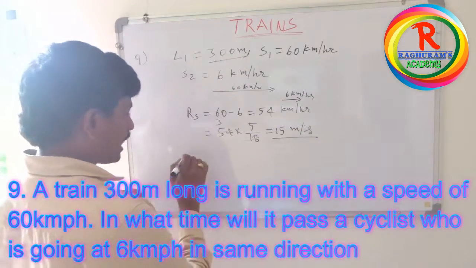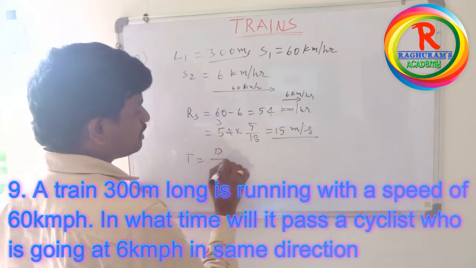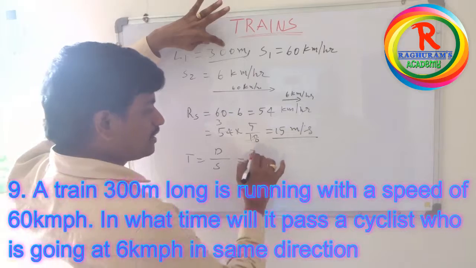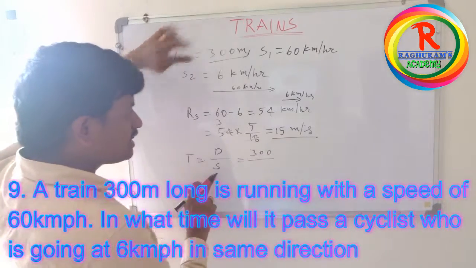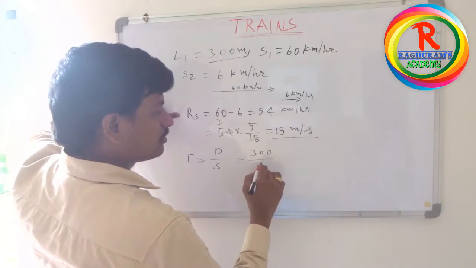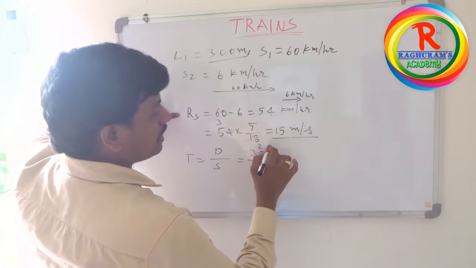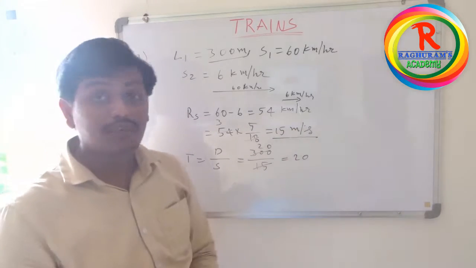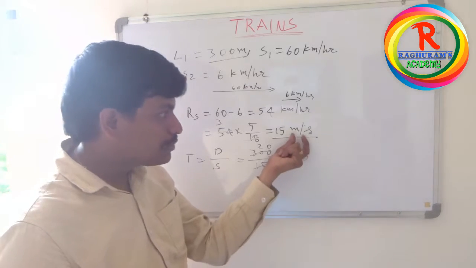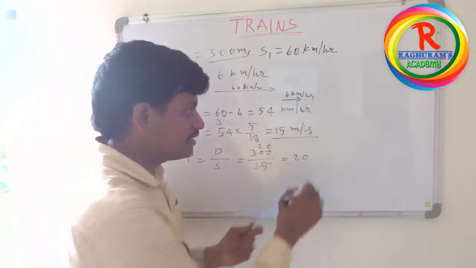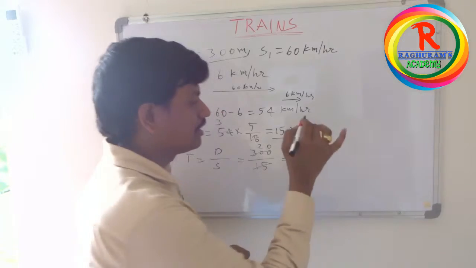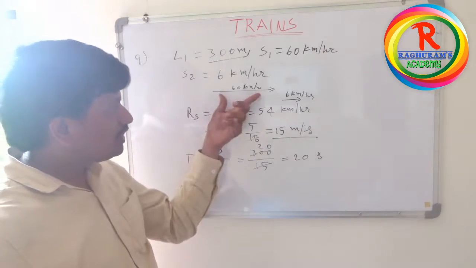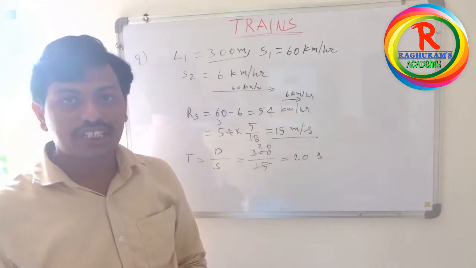So we need to find time. What is the time? Distance by speed. Distance is nothing but the train length, 300 meters. Speed is nothing but relative speed, 15. So 300 by 15 is 20. 20 what? Hours, minutes or seconds? Speed is in meters per second, so it is 20 seconds. So the train crosses the cyclist in 20 seconds.